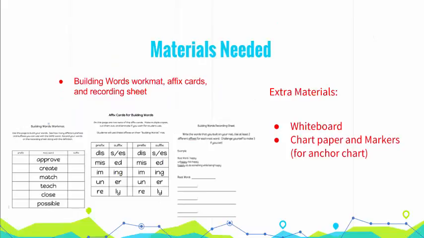For this lesson, you will need the Building Words work mat, affix cards, and recording sheet. You will want enough materials for each student to work independently. You will also need a whiteboard and chart paper with a writing utensil to create the anchor chart.